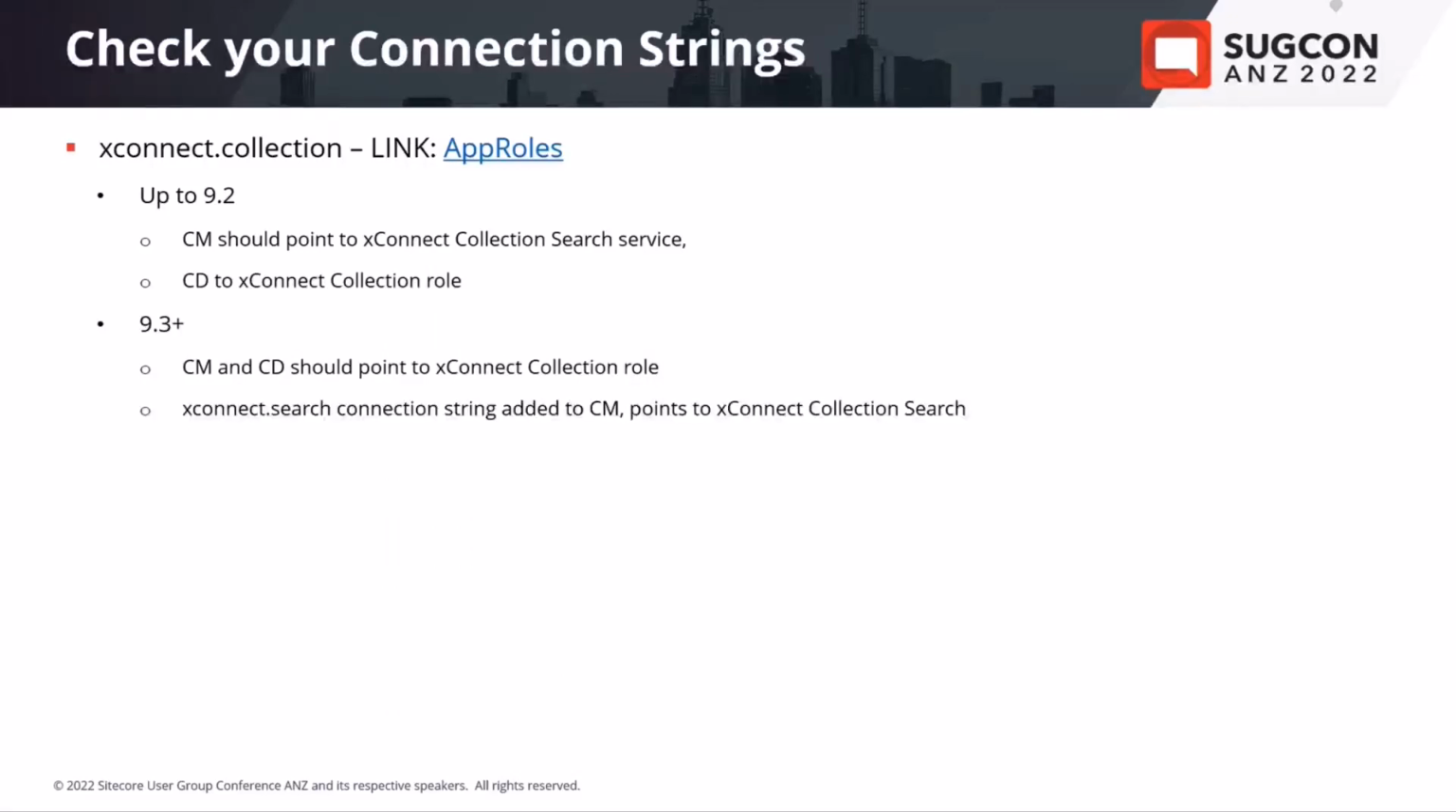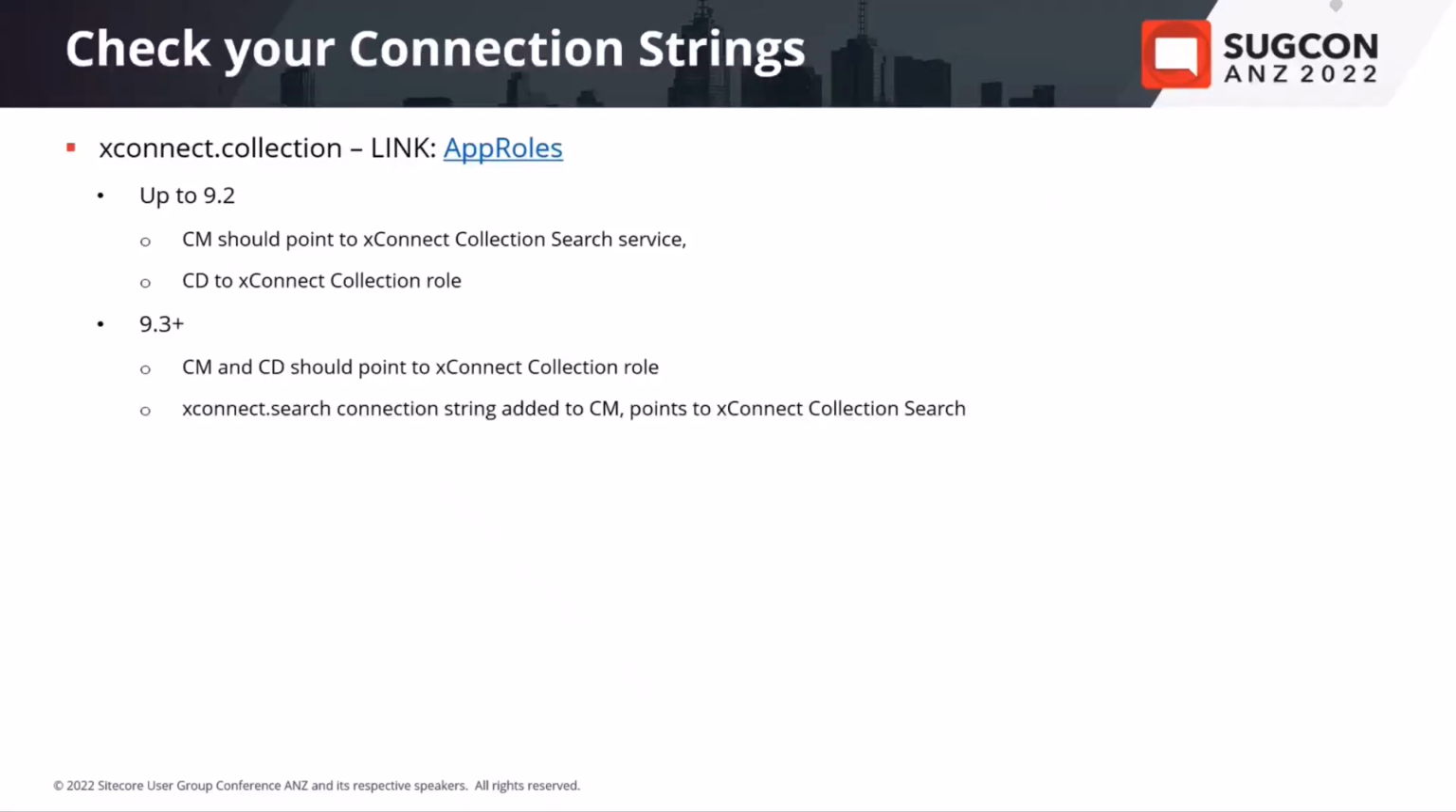You can see here there's a link to the app roles. This will go to a link of documentation. Up until Sitecore 9.2, there was this XConnect collection connection string, which was a bit confusing because it was different on CM and CD. The CM should be pointing to the XConnect collection search service, whereas the CD would connect to the XConnect collection role. So the name of the connection string was the same, but they were pointing to different things on different instances.